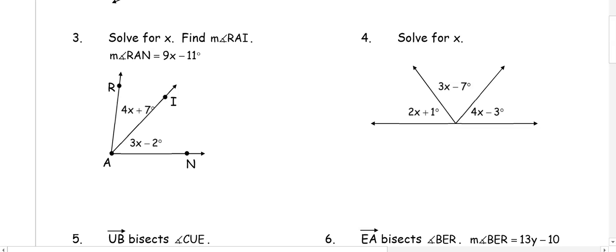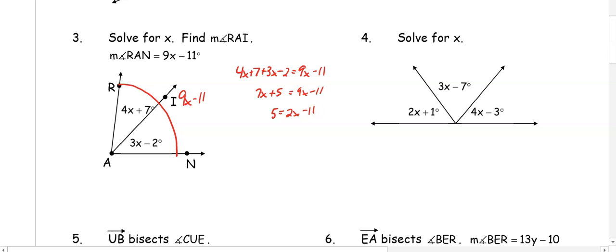In number 3, we want to solve for x and find the measure of RAI. We know that the measure of RAN, this whole angle, is 9x minus 11. We have 2 individual angles, so we want to add those angles. 4x plus 7 plus 3x minus 2 is equal to 9x minus 11. So we combine like terms. 7x plus 5 is equal to 9x minus 11. We can subtract 7x from both sides. So we get 5 equals 2x minus 11. We can add 11 to both sides, so 16 equals 2x. So when we divide, x is 8.